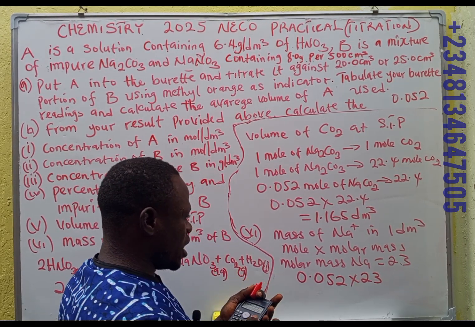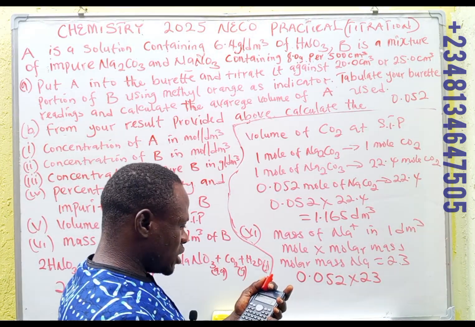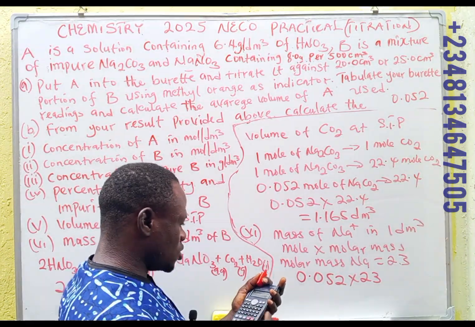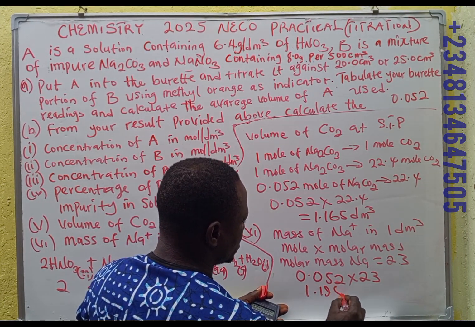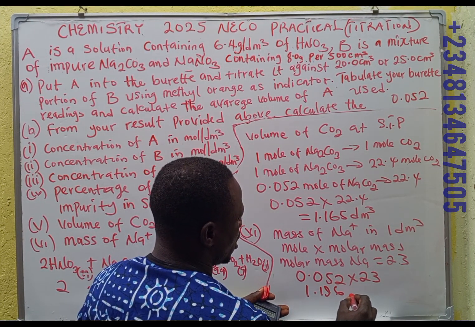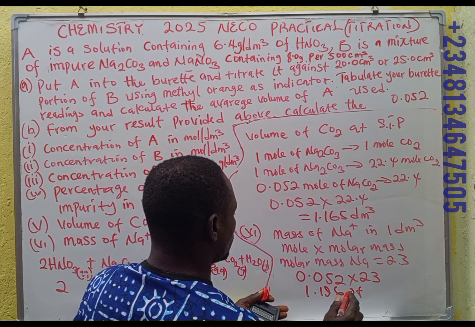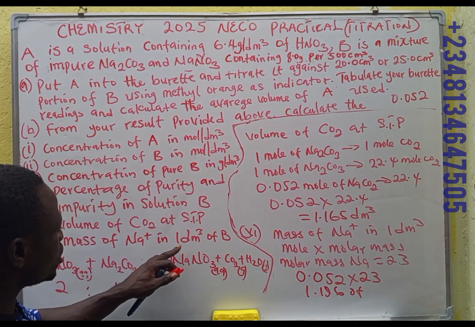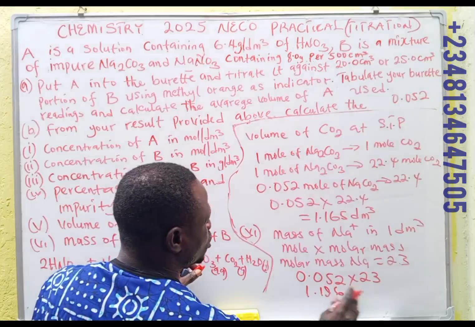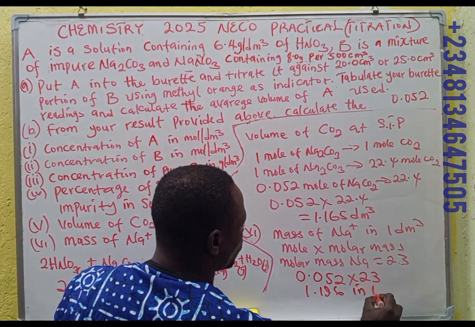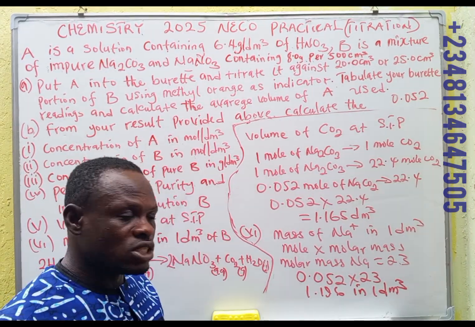So at the end we have 0.052 times 23 is equal to 1.196. Look at here, mass of this in 1 dm cubed. So at the end we have 1.2 in 1 dm cubed. That is the mass of sodium in 1 dm cubed.